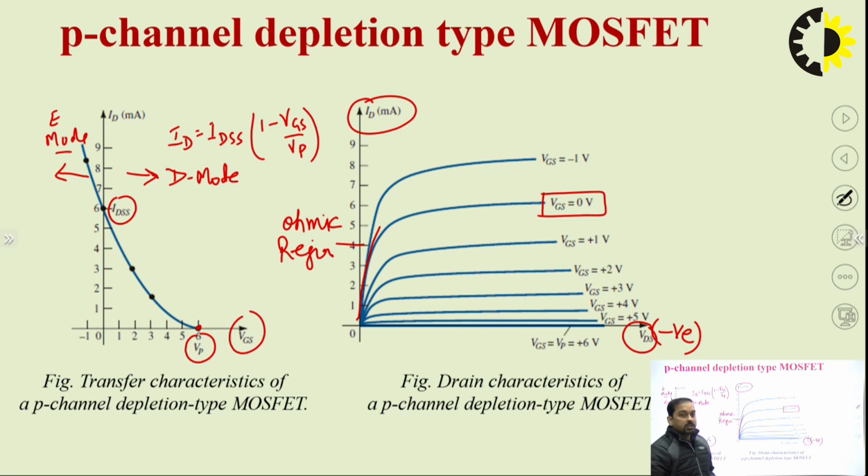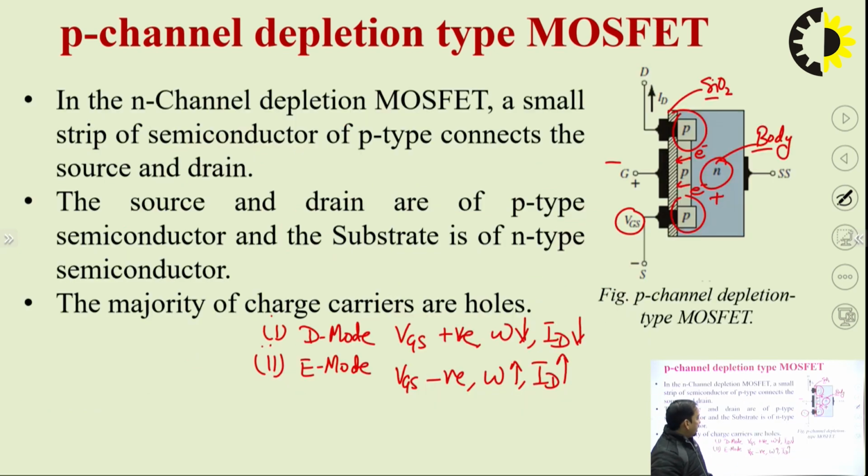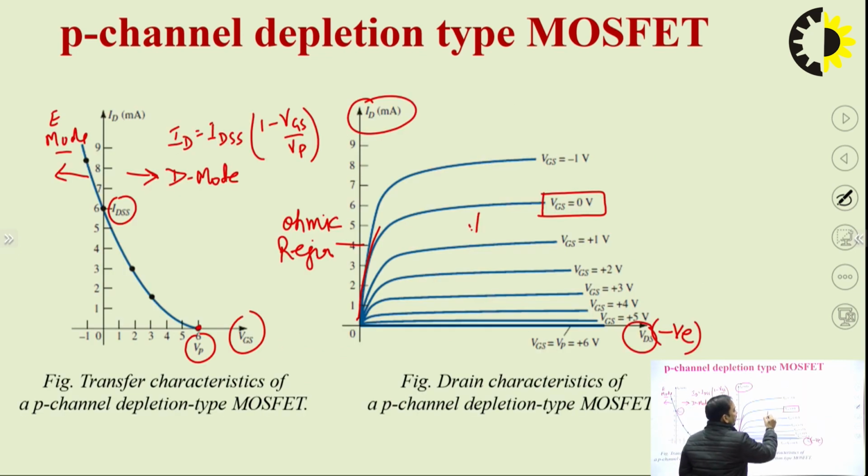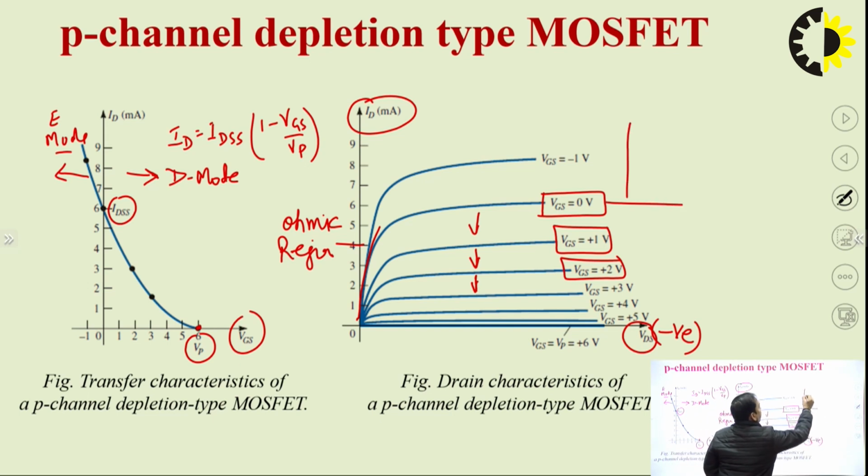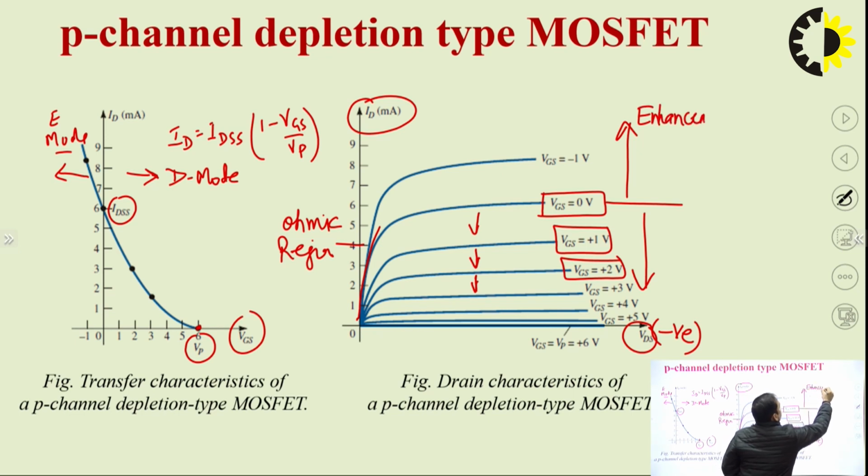And when VGS is positive, we have observed in our last slides that the current ID decreases. So the curve will shift in the downward direction for various values of VGS. Similarly, when VGS is negative, ID increases and the curve will shift in the upward direction. This is known as enhancement mode of operation, and this particular one is depletion mode of operation.